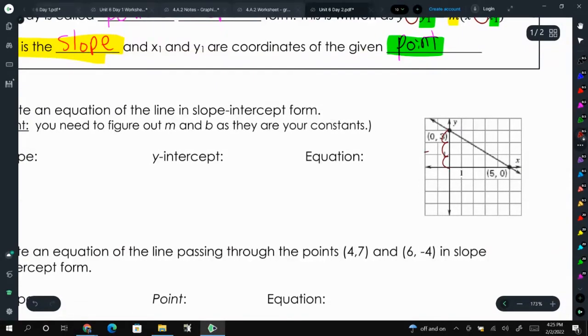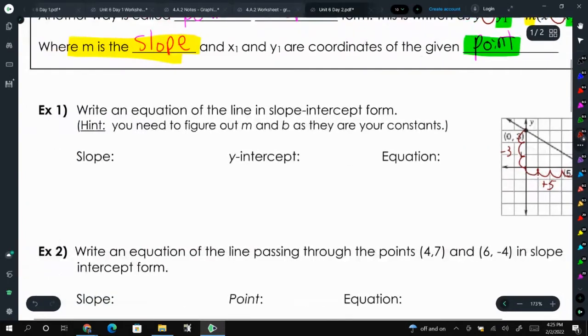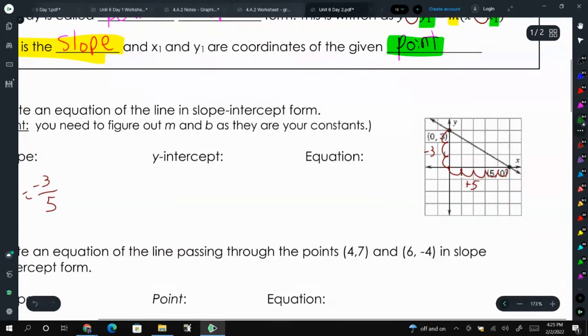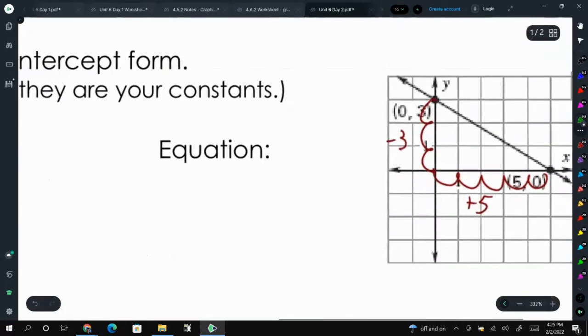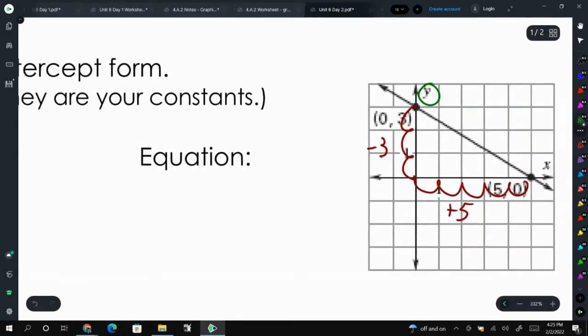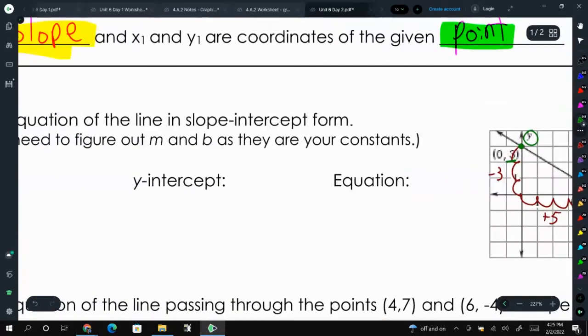If we count slope, we're going down 3 and right 5. So your slope, or your m, is -3/5. Your y-intercept is where you cross the y-axis. Here's the y-axis. We cross it right here, and the y-coordinate there is 3. So my y-intercept is (0, 3), so b is equal to 3.